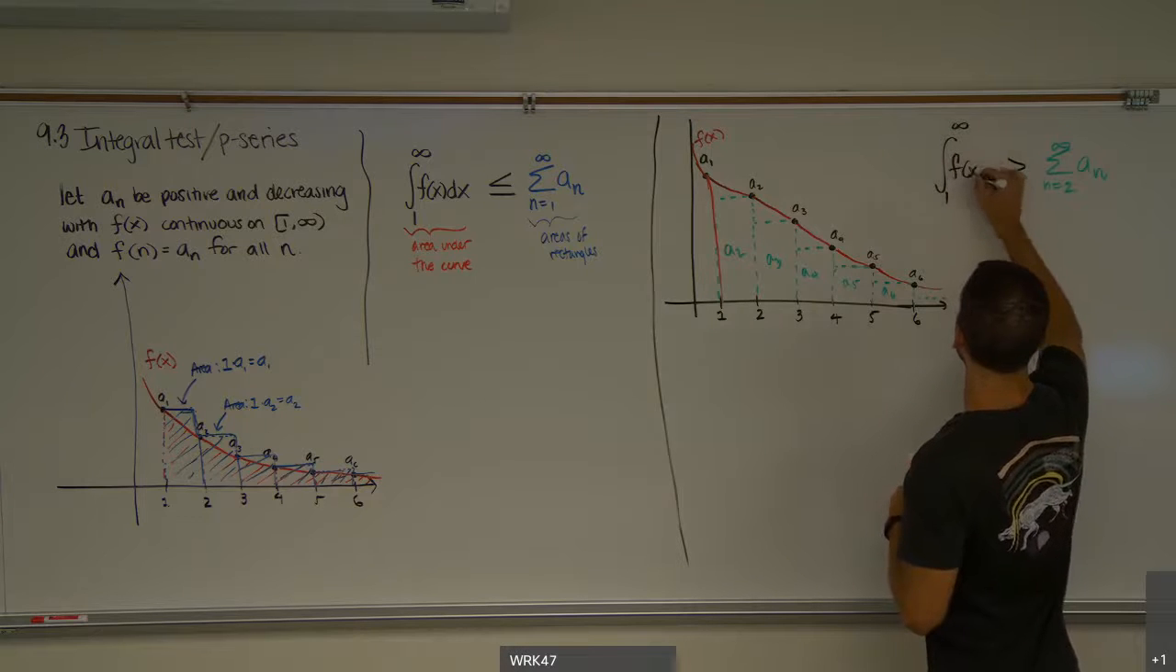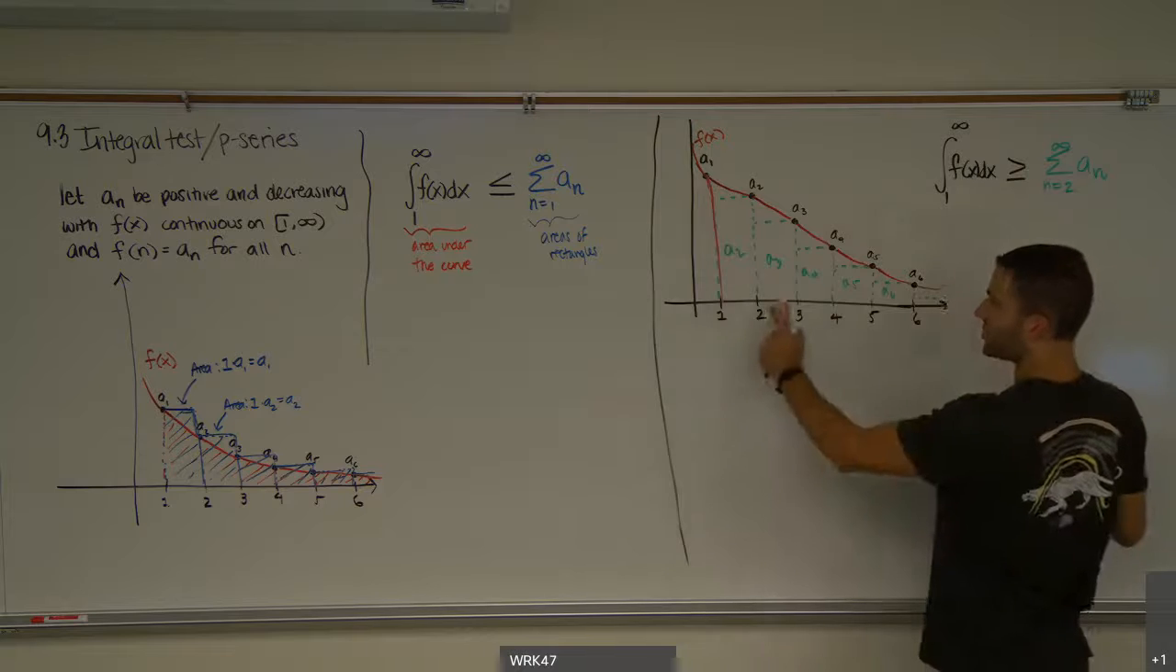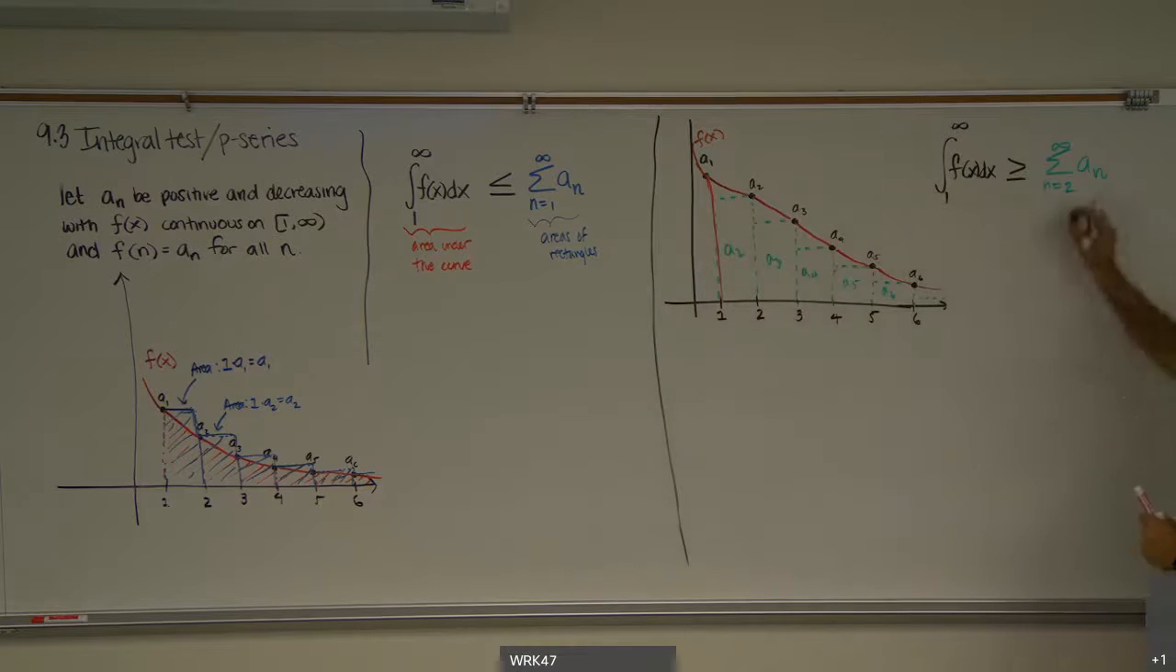Now we notice the integral still starts at 1, right? The integral is still at 1. I just use the right endpoint for the rectangle, so that's why the sum here starts at 2. But here comes the nice idea.